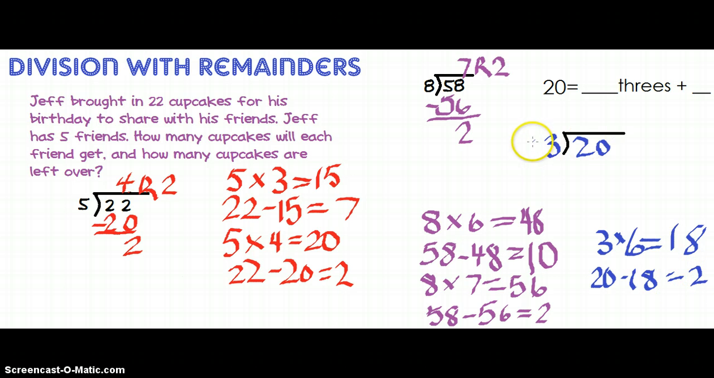2 is smaller than 3. It's smaller than our divisor. So I'm able to say that I would have 6 groups of 3. 6 times 3 is 18. I subtract, and I would have a remainder of 2. So the way I would answer this problem is I would have 20 equals 6 3's plus 2. I just write my remainder right there.